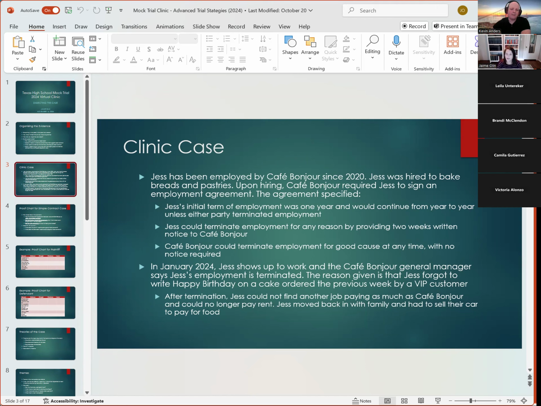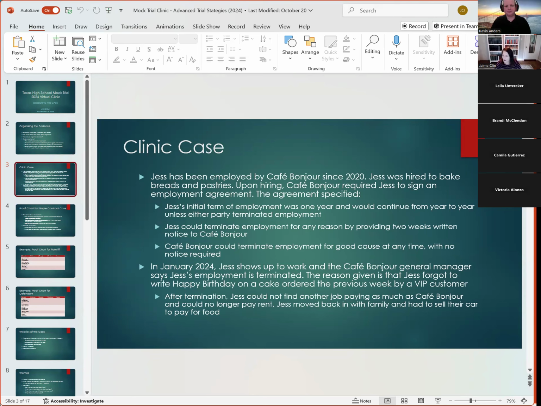Has good cause, oh, go ahead. Sorry, I was also going to throw in one question along these lines: is there a difference between writing happy birthday and actually physically baking bread and pastries? That's a thought that came. That's another question that we just don't know. Right, exactly. So that's something we would want to dig into, something that one of the fact statements would probably give us more information about.